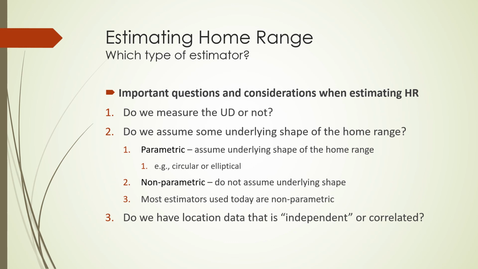And then thirdly, do we have location data that's independent or correlated? By that we mean, does one location that we obtain tell you any information about another location that you have obtained recently? In other words, if you go out and locate a squirrel at one time and then you go out a minute later and locate him again, obviously those two positions are going to be dependent. There's only so far a squirrel can move in a minute. And so obviously in that case, these would be dependent information.